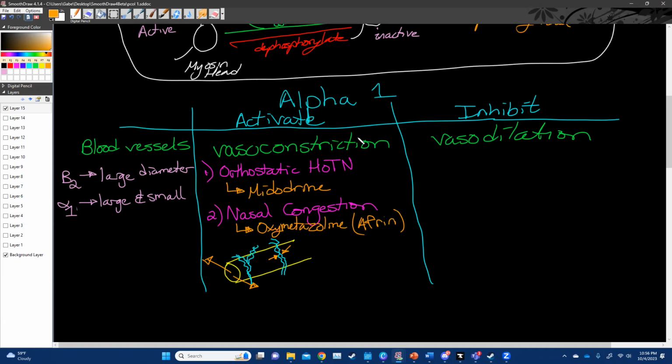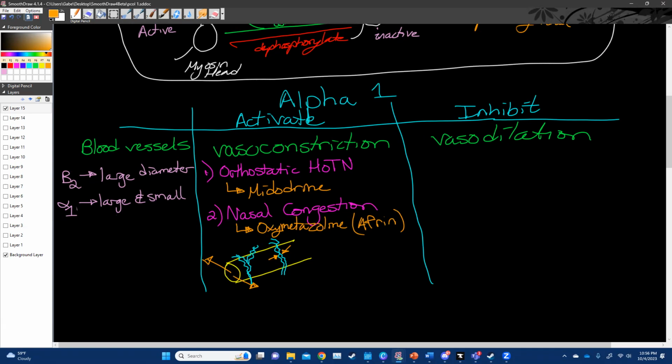So two big uses for vasoconstriction via alpha 1. The first is hypotension. The second is nasal congestion. We're going to talk about shock in just a second because we need to compare a bunch of things, but we'll get there in just a second.